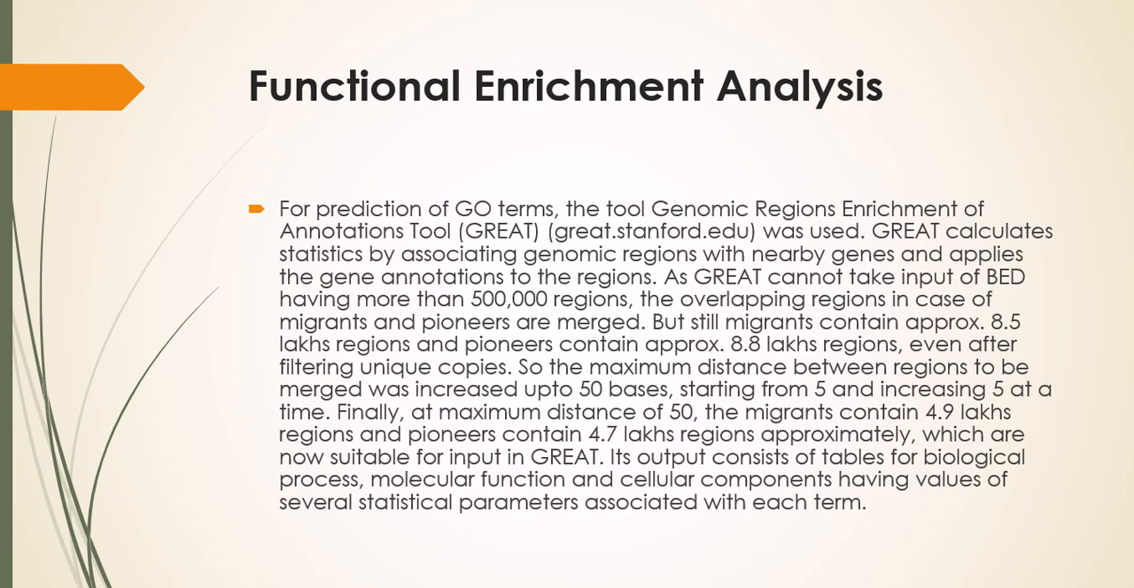But still, the migrants contain approximately 8.5 lakh regions and pioneers contain approximately 8.8 lakh regions, even after filtering the unique copies. So the maximum distance between regions to be merged was increased up to 50 bases, starting from 5 and increasing 5 at a time and checking at each stage. Finally, at the maximum distance of 50, the migrants contain 4.9 lakh regions and pioneers contain 4.7 lakh regions approximately, which are now suitable for input in GREAT. Its output consists of tables for biological process, molecular function, and cellular components having values of several statistical parameters associated with them.